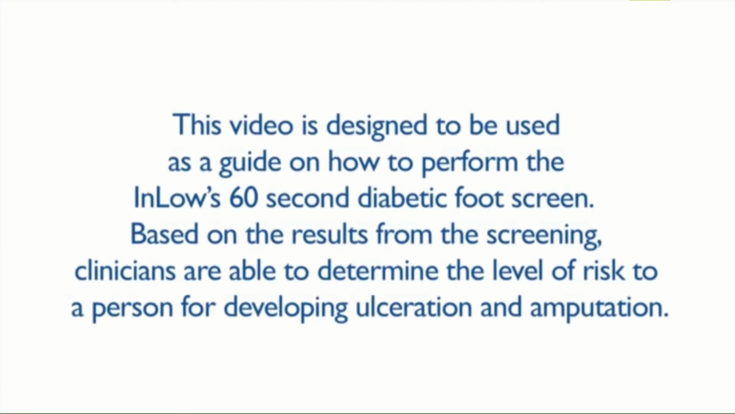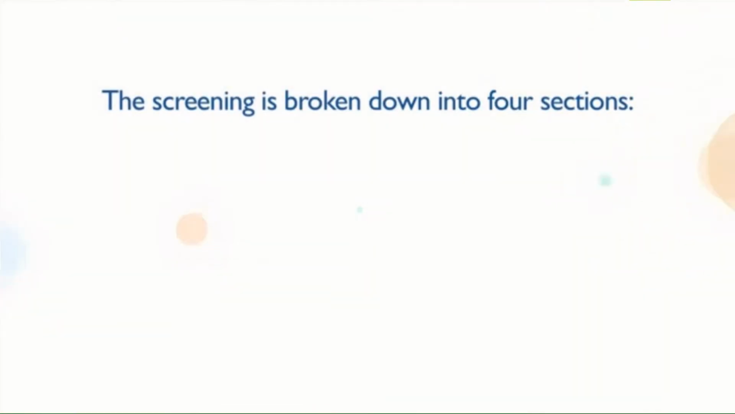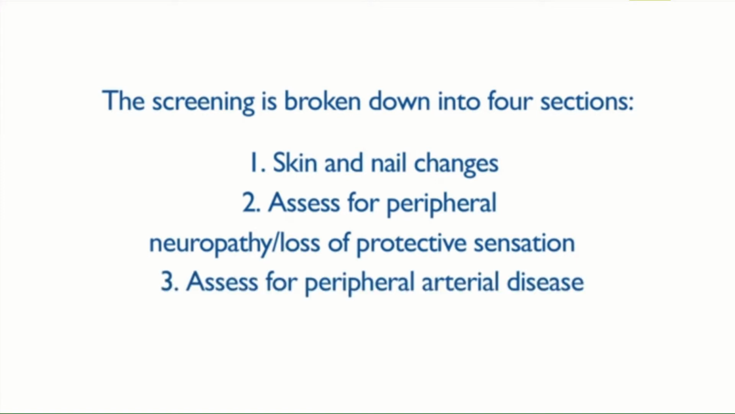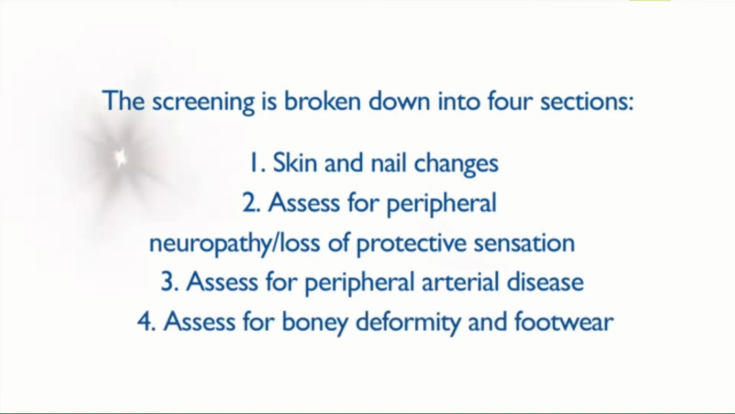This video is designed to be used as a guide on how to perform the INLO 60-second diabetic foot screen. Based on the results from the screening, clinicians are able to determine the level of risk to a person for developing ulceration and amputation. The screening is broken down into 4 sections: skin and nail changes, assess for peripheral neuropathy or loss of protective sensation, assess for peripheral arterial disease, and assess for bony deformity and footwear.